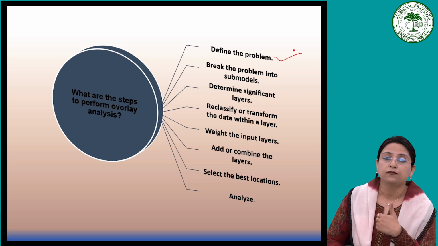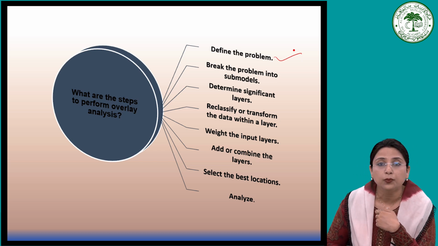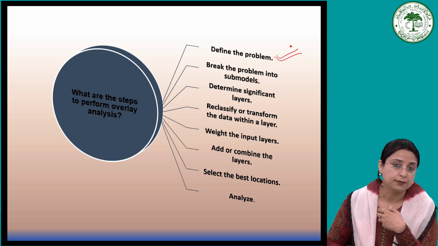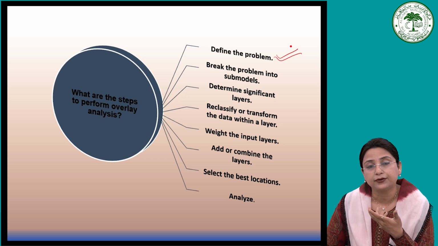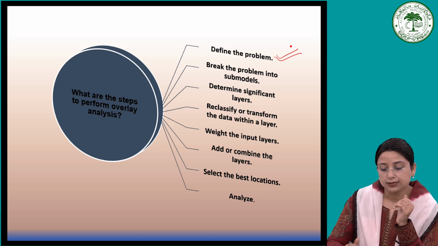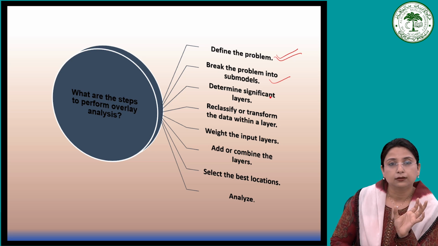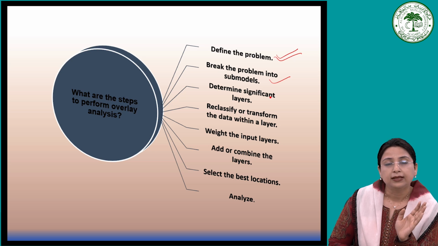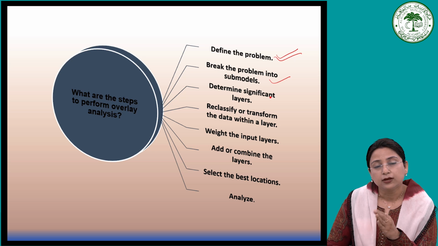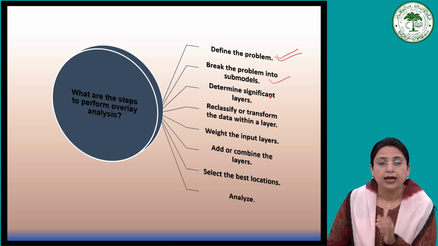So the first step to perform the overlay analysis is to define the problem, meaning simply what problem is to be addressed. Then we can break the problem into sub-models. Here, traffic jam is one thing we can say, and then finding the alternate route is another thing. So we can take it bit by bit.